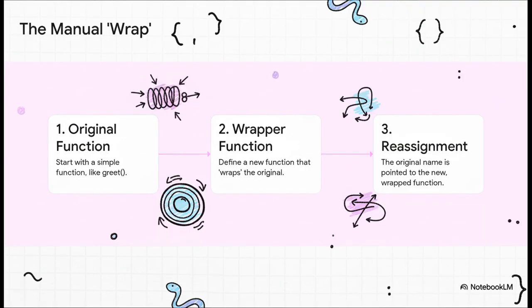So before we get to the really cool shortcut, let's see how you would actually do this manually. First, you've got your original function, right? Greet. Then you define a new function, a wrapper, that does something extra, then calls your original greet function and maybe does something else after. Finally, and this is the key part, you reassign the original name greet to now point to your new wrapped version. It totally works, but it's a bit clunky, isn't it?